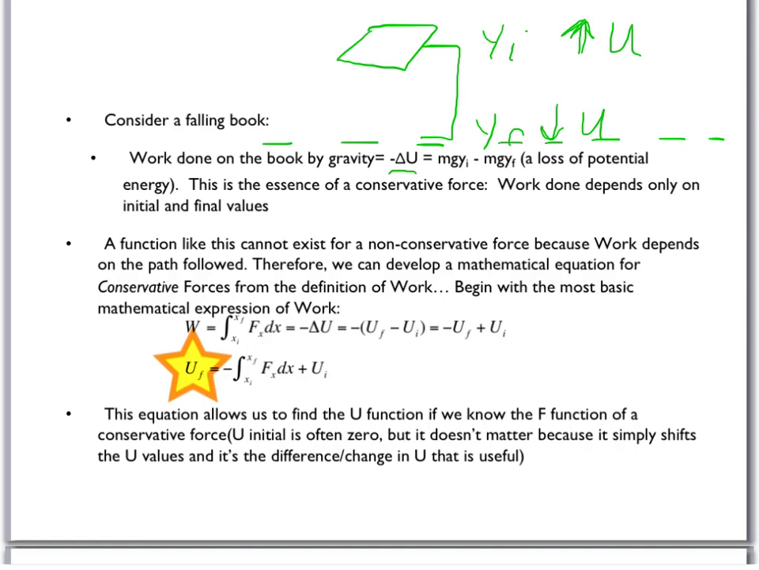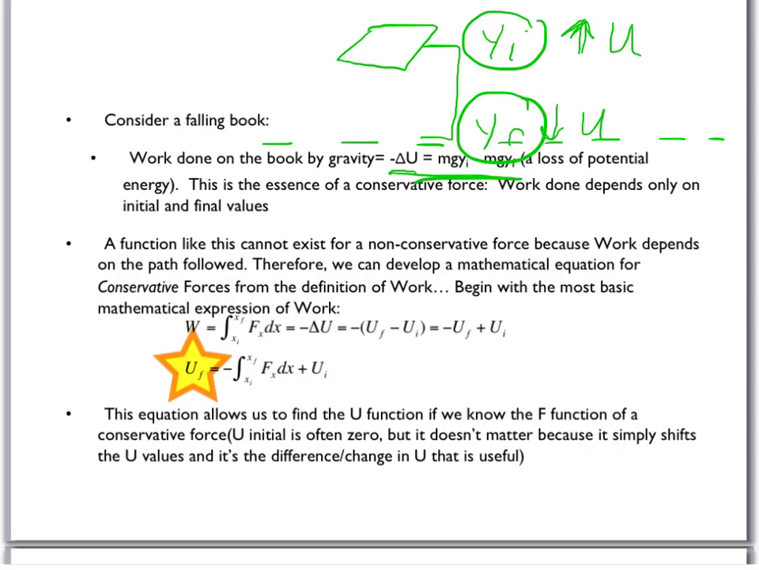This is the essence of a conservative force. The work done only depends on your initial and your final values. So it doesn't matter how the book gets down to the ground, it just matters where the book started and where the book ended. Now, a function like we're going to create here can't exist for a non-conservative force because work depends on the path followed. It matters how you got from point A to point B, or yi to yf.